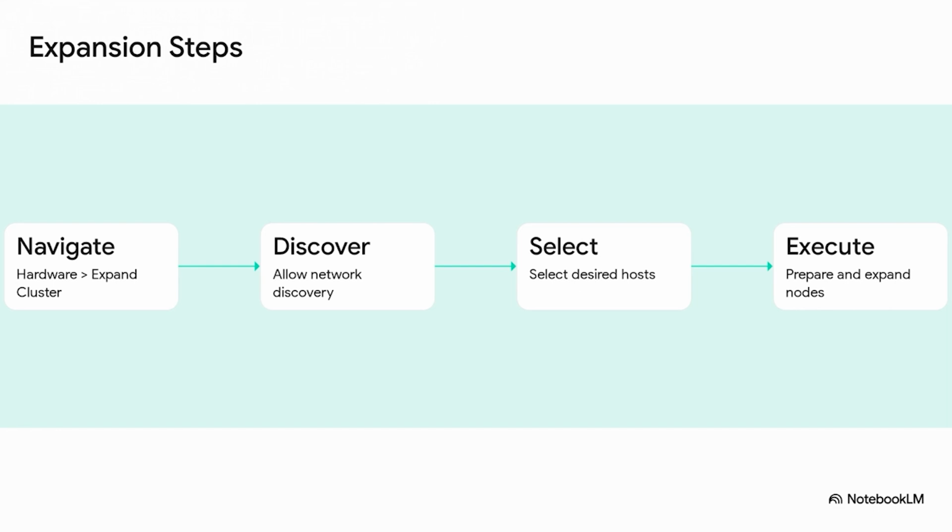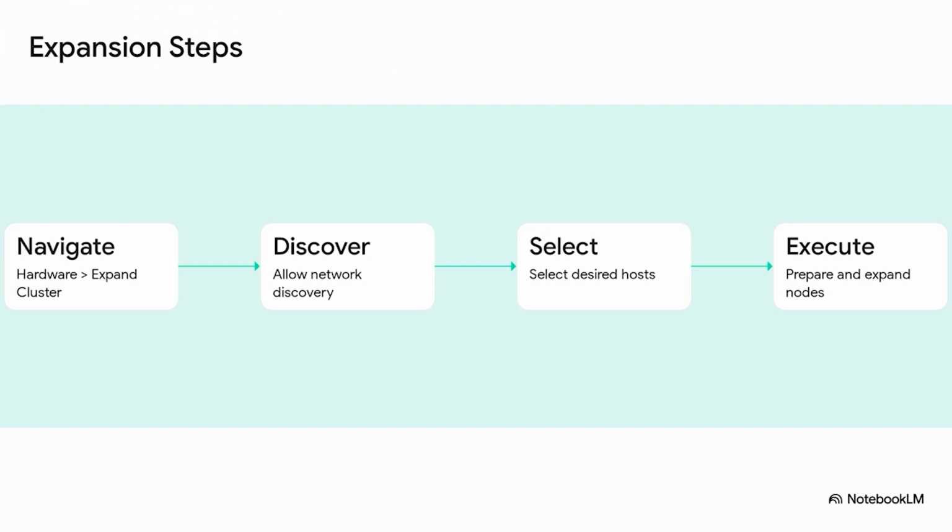It's specifically looking for nodes that either have the hypervisor and a CVM, a controller VM, already installed, or nodes sitting in a factory-prepared state. Once it finds them, you just select your desired hosts. But right here, you have a critical architectural choice to make. You can either expand immediately, or you can choose the Prepare Now and Expand Later option.